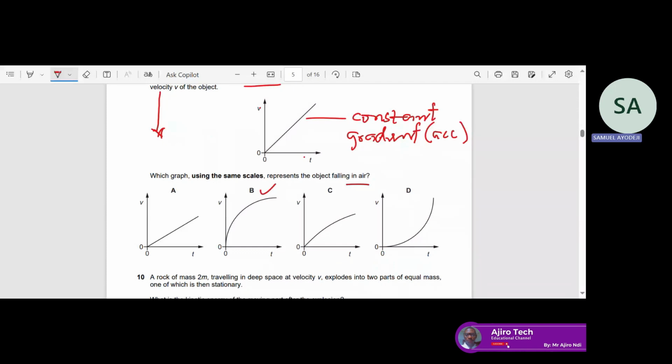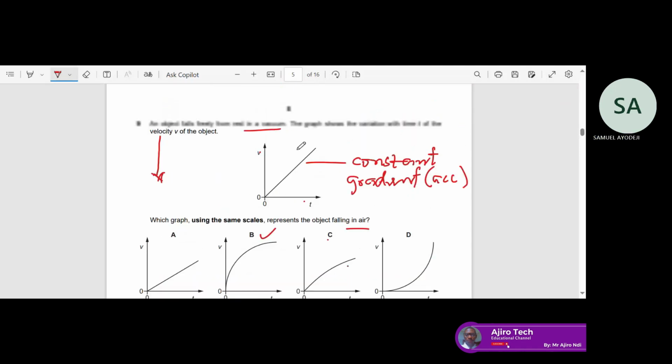This is a graph of an object falling. Is there this kind of graph under my notes? So B is the direct answer. Let me see, either B or C. Let me see something.